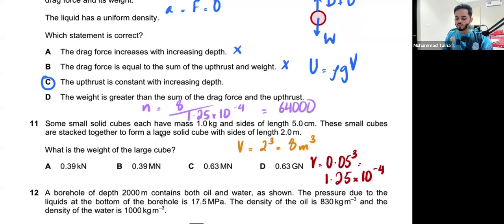I know the mass of one such cube is this. So 1 times 64,000 is obviously 64,000 kg, and I just use W equals mg. So just multiply this by 9.81. 64,000 times 9.81 turns out to be 6.27 into 10 to the 5. So 6.3 into 10 to the 5, and in prefixes 0.63 meganewton. That's how we do this one.